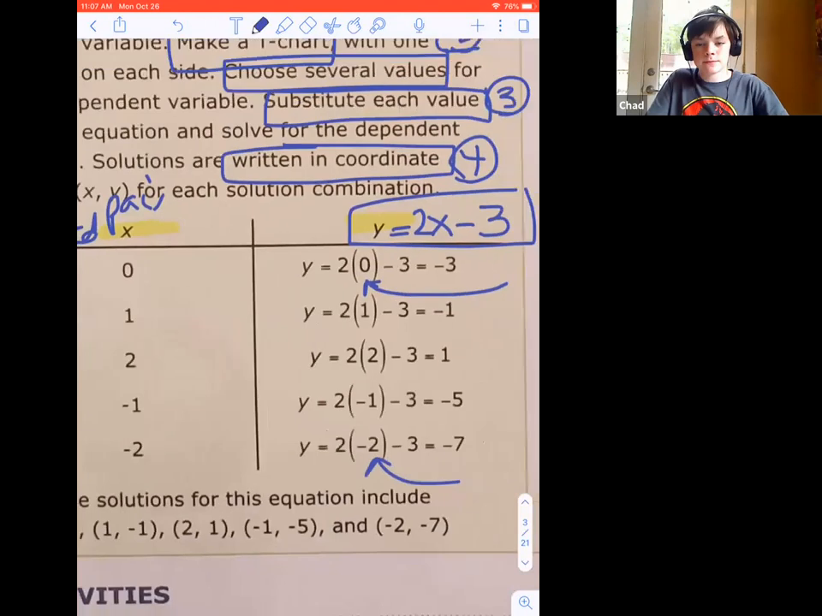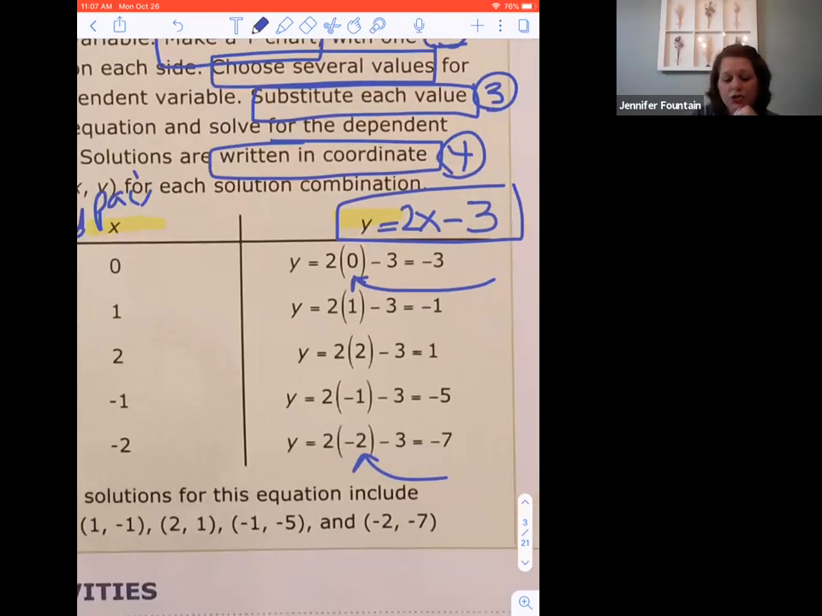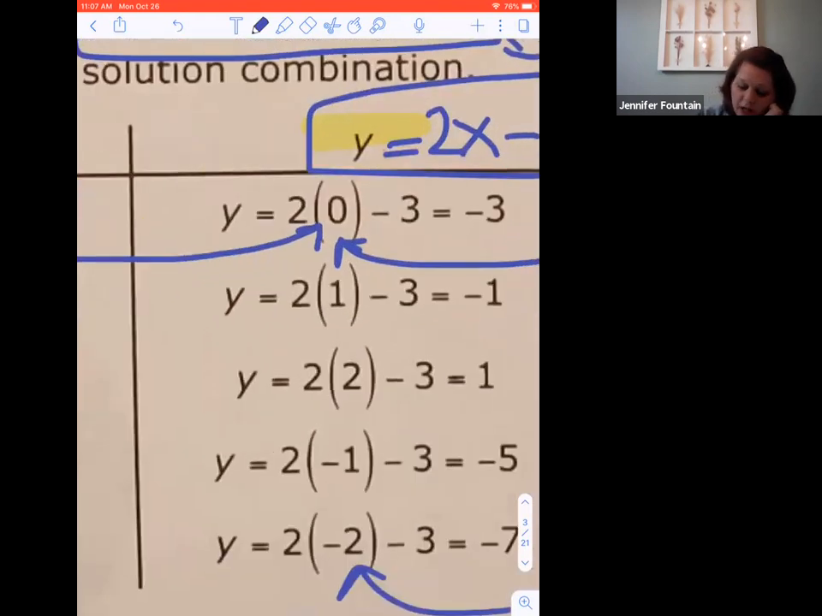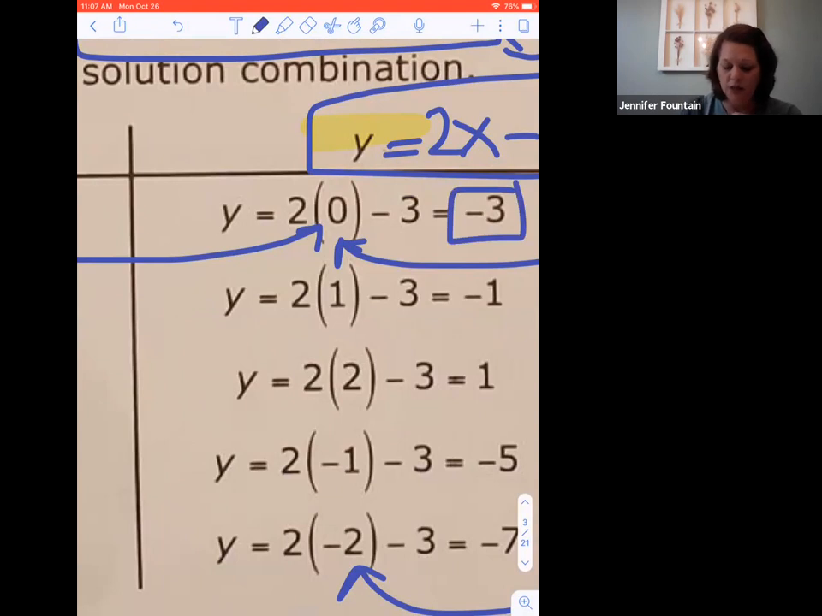So notice if we're using the original equation of Y equals 2X minus 3, the first thing we're doing is substituting 0 in for X. Okay, now another thing is this one is not showing all the work here. So I would have 2 times 0 is 0 and 0 minus 3 equals negative 3. Okay, so they've just done all the work already to show you. So that is where this negative 3 comes from right here.